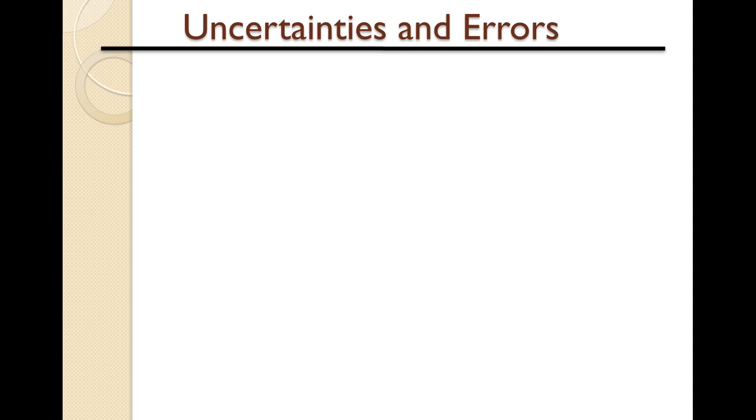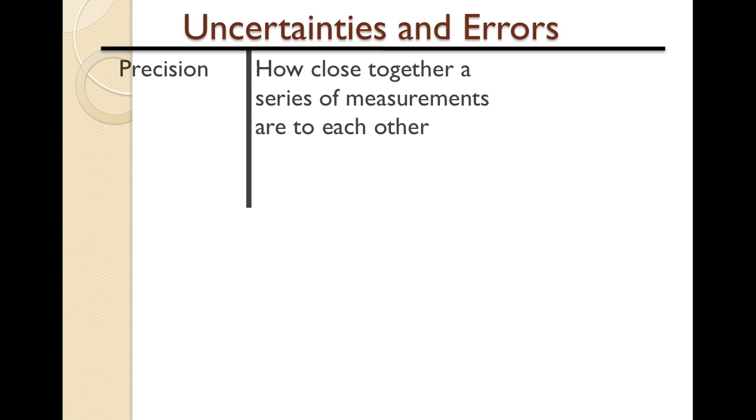Now let's go ahead and begin our notes for uncertainties and errors. And in order to begin with this, we have to talk about precision. Measurements can be either precise and or accurate. And the difference between the two can be a little bit confusing. So precision is how close together a series of measurements are to each other. It does not always mean that it is correct.